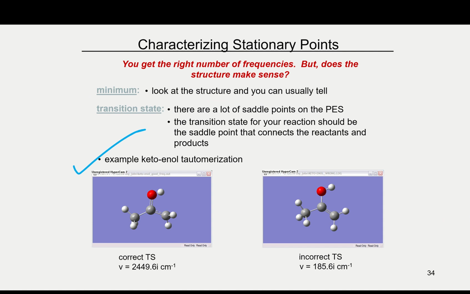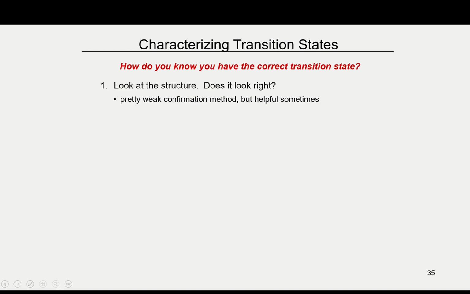Example of keto-enol tautomerism. You know about this one? From where this proton moves, this connects the TS, and this. There are two transition states. One has a frequency of 2449 and the other is 2185.6 i per centimeter. So how can you know which one is the correct one? The one with the high frequency will be the correct one, and the one with the lower frequency will be the incorrect one.